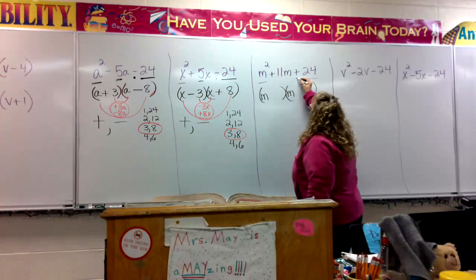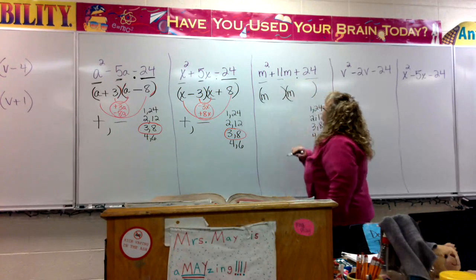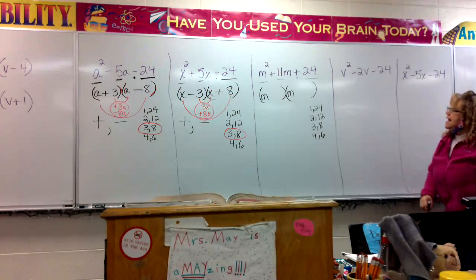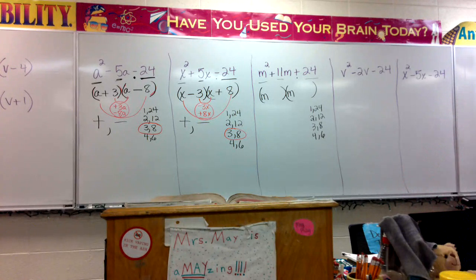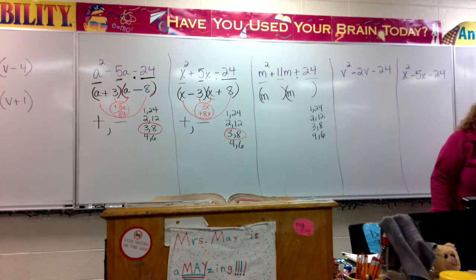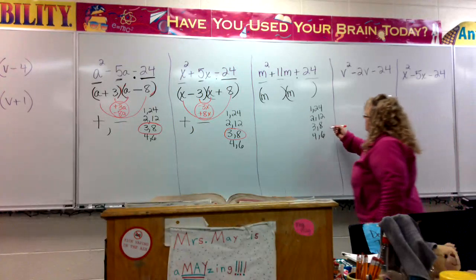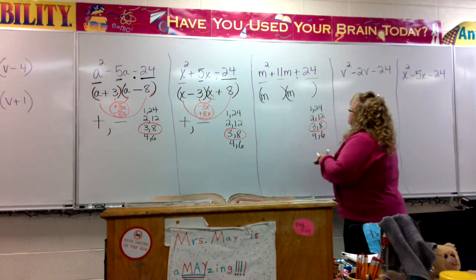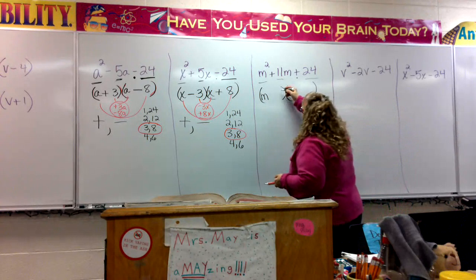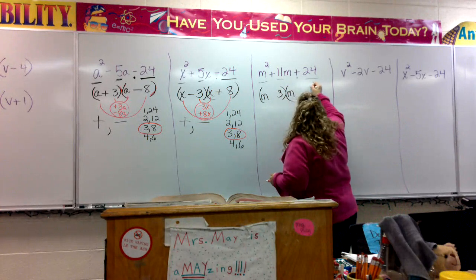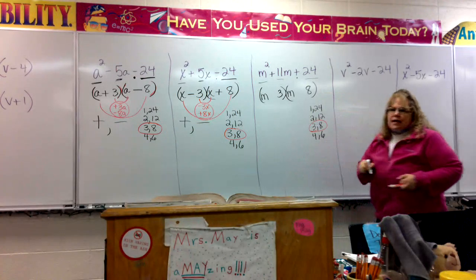Now I need a pair that adds to 11. Is there a pair there that would add to 11? Which pair, Tristan? 3 and 8. 3 plus 8 gives you 11. So I know it's 3 and 8 again.